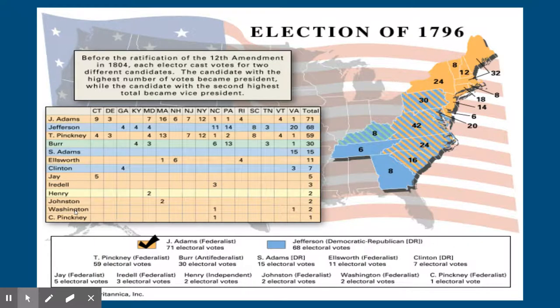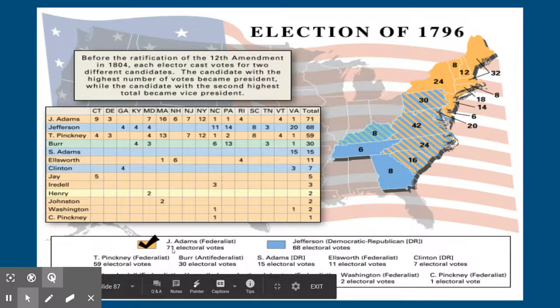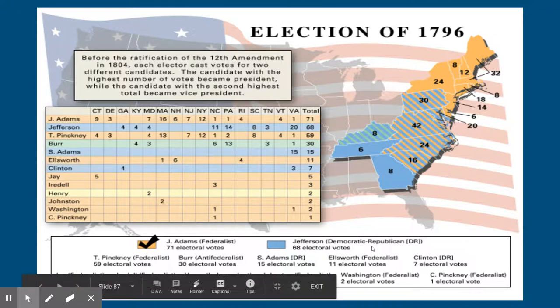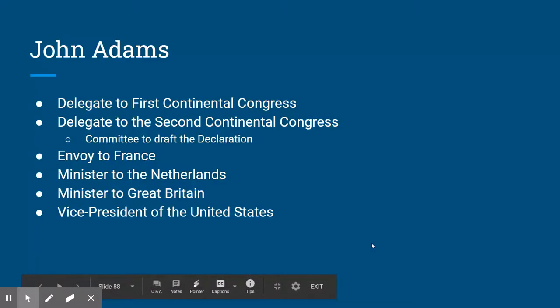Of course, you can see the 1796 election. John Adams with 71 electoral votes, Jefferson with 68 electoral votes. But Adams from Massachusetts, right? So the bulldog from Massachusetts is the second president of the United States. So who is John Adams?